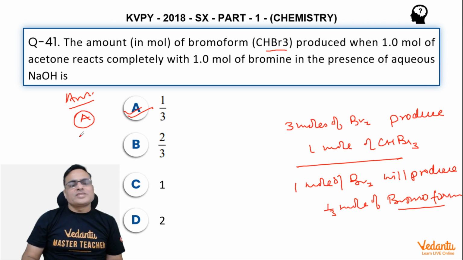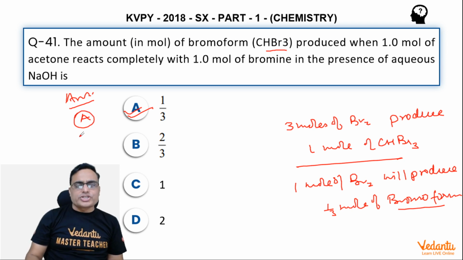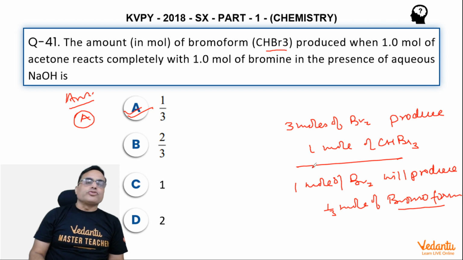Okay, guys. Simple question, reaction based question. If you know the direct reaction, then also you can find the answer. Otherwise, you can go through the mechanism.